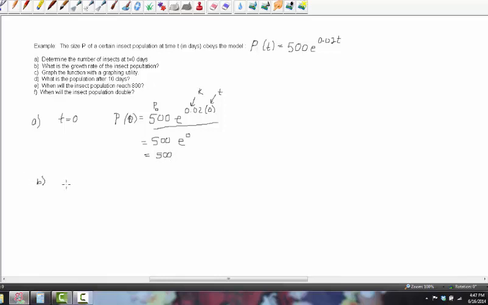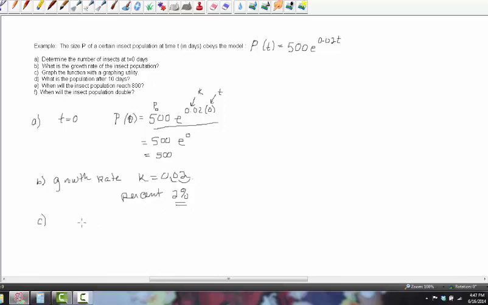So for letter B, it says, what is the growth rate? So the growth rate is k. Since k is equal to 0.02, the growth rate we're going to look at as a percent. So 0.02 as a percent, you would move the decimal point over 2 places, would be 2%. So the growth rate is 2%.